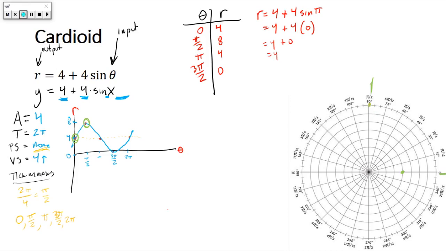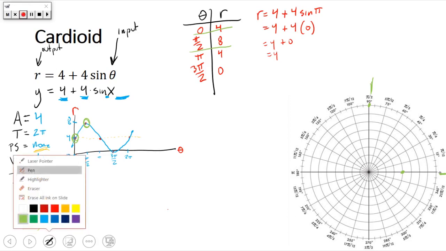Now, why did we go through the trouble of drawing this if we already had 0, 4, and pi over 2, 8 from this table? Well, the reason is that unless we know exactly what the cardioid looks like, we don't know how these two dots are connected. And the way that we can figure that out is by looking at these smaller points here.